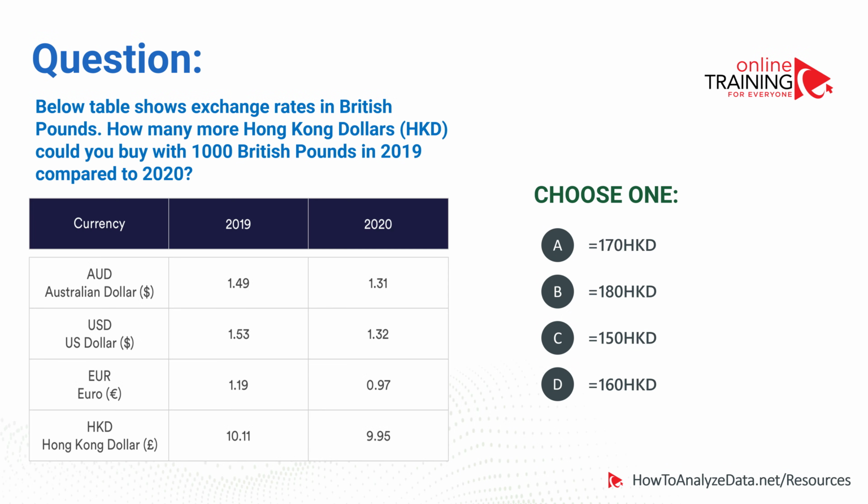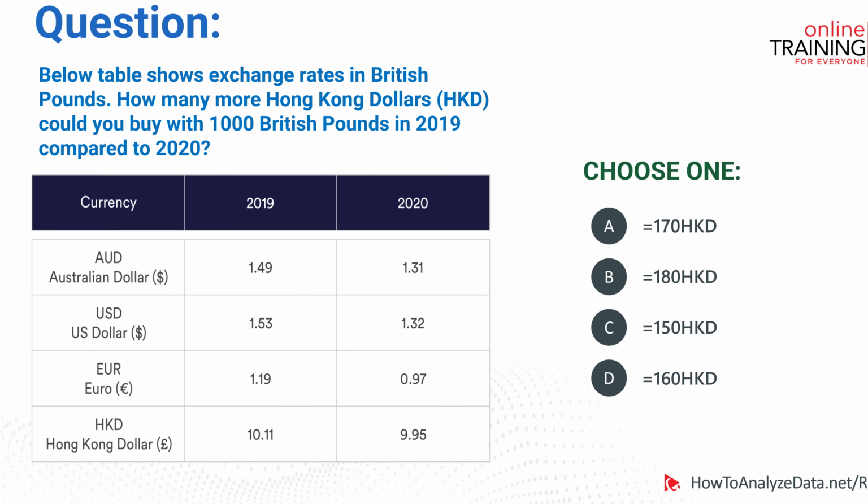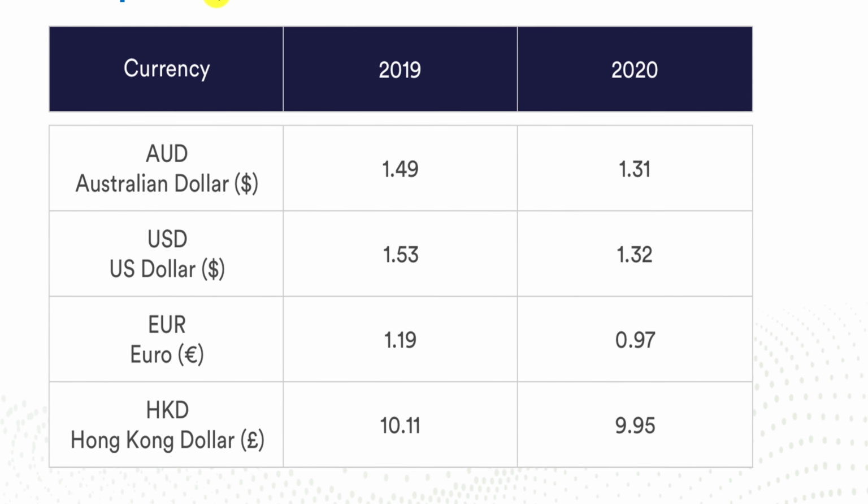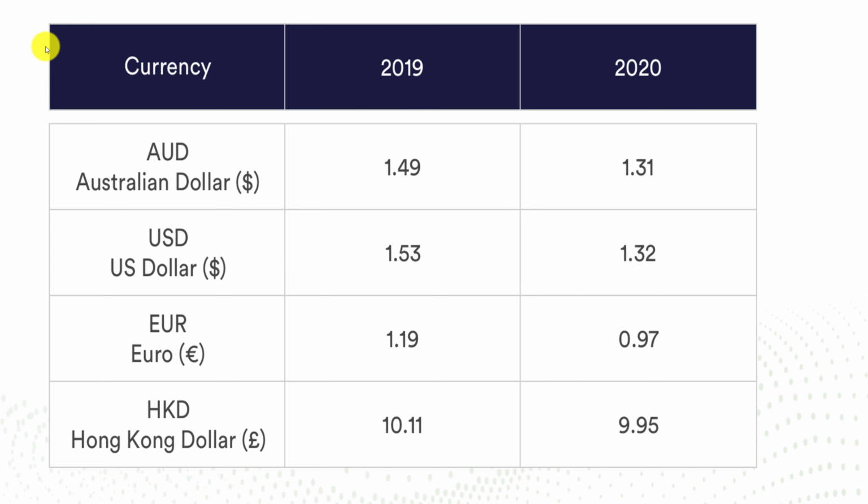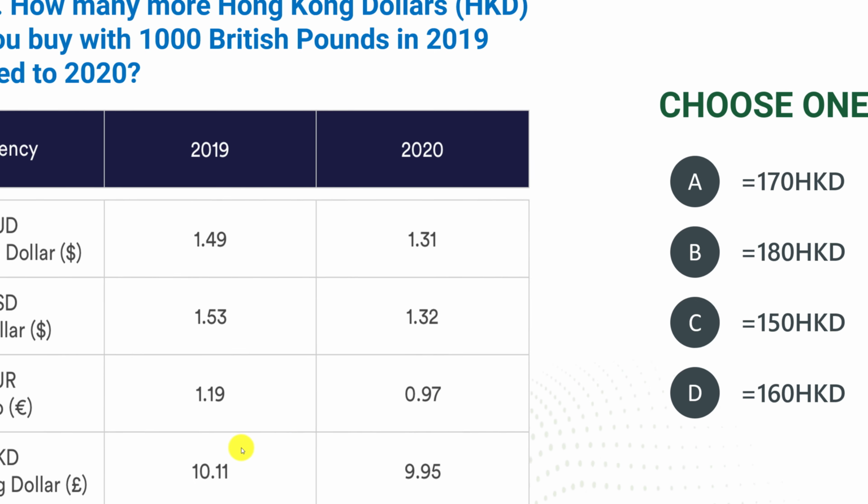To answer these types of questions, you need to understand the data that's being provided. In this data, the source and base currency is British pounds. So the conversion rates here are for British pounds. For Hong Kong dollars, with 1 British pound you can buy 10.11 in 2019, and you can buy 9.95 in 2020. The first step to solve this type of problem is to understand the difference between the value of Hong Kong dollars in 2019 and 2020. And for that, we need to subtract 9.95 from 10.11.